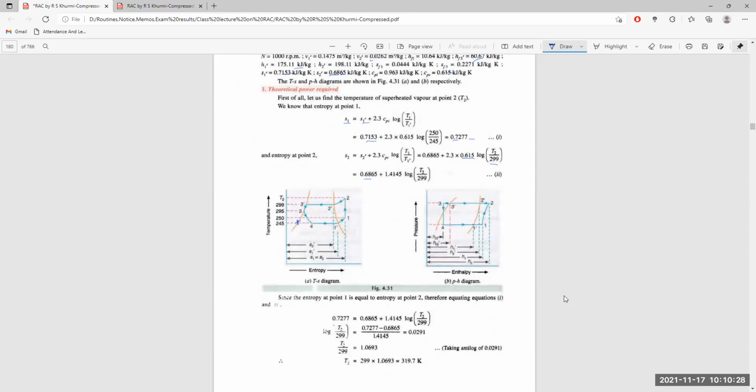Since S1 is equal to S2, 0.7277 is 0.6865 plus 1.1445 log T2 by 299. Next, making the necessary calculation and simplification, taking the anti-log, T2 will be equal to 319.7 degrees Kelvin. So at point 2, the temperature is 319.7 degrees Kelvin.